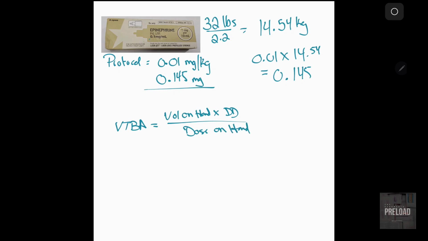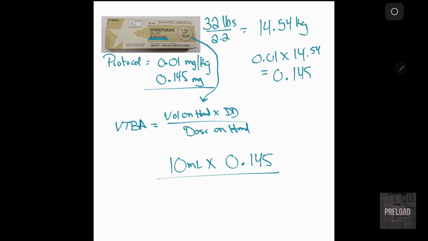Okay, so let's do some math. Let's have some fun with this. This is going to be an easy one to figure out here. This one also has that big old bubble. Remember, concentration is under the name on this box right here. So our concentration is 0.1 milligrams per mL. But how much volume do we have on hand in total? Well, we know volume has to be in mLs or cc's, and I see 10 right here. And it says that we have a total of 10 mLs on hand. And we're going to put that times our desired dose, which is 0.145. And we're going to put that over our dose on hand.